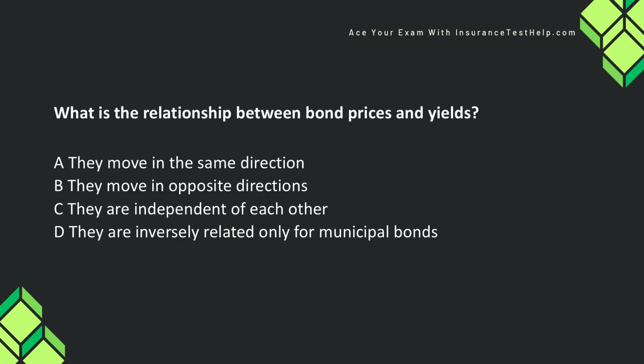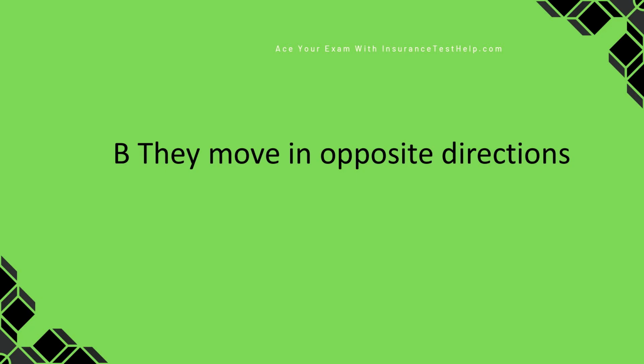What is the relationship between bond prices and yields? A, they move in the same direction. B, they move in opposite directions. C, they are independent of each other. Or D, they are inversely related only for municipal bonds. So the correct answer here is B, they move in opposite directions.